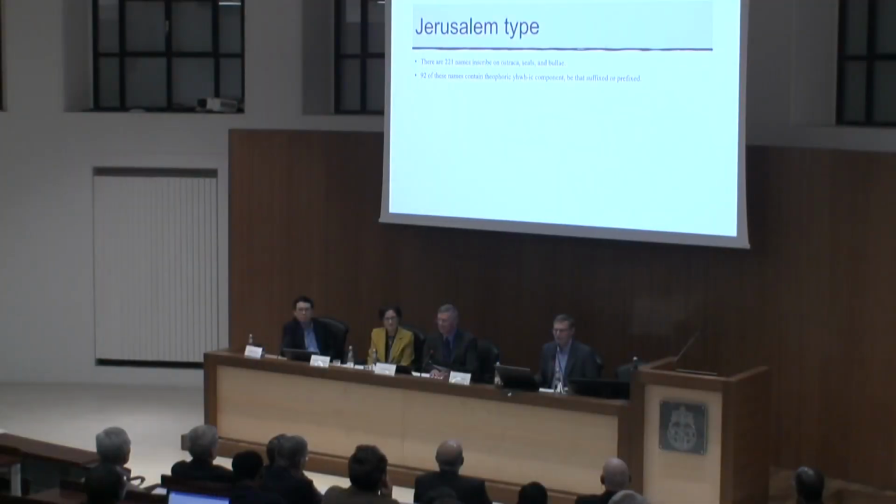I came to the conclusion that it is possible to divide them into four different types. So the first type of the ostraka and seals can be the so-called Jerusalem type. We have over 221 names inscribed on ostraka, seals, and bulla. So these are ostraka found in Jerusalem. 92 of these names contain a theophoric Yahvistic component, be that suffix or prefix. Then, these are, for example, examples of this bulla we have.